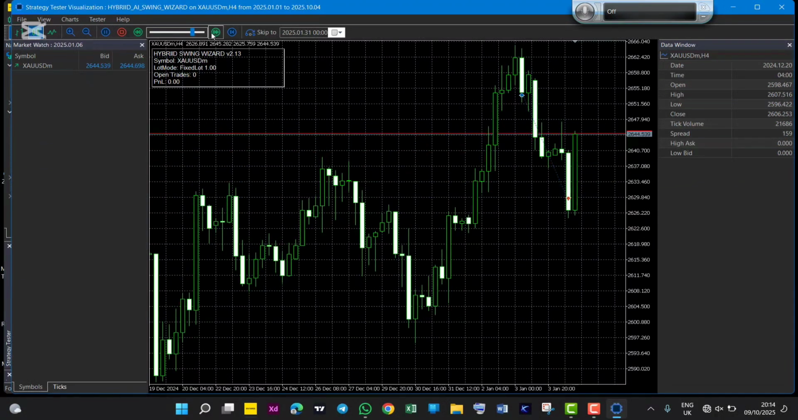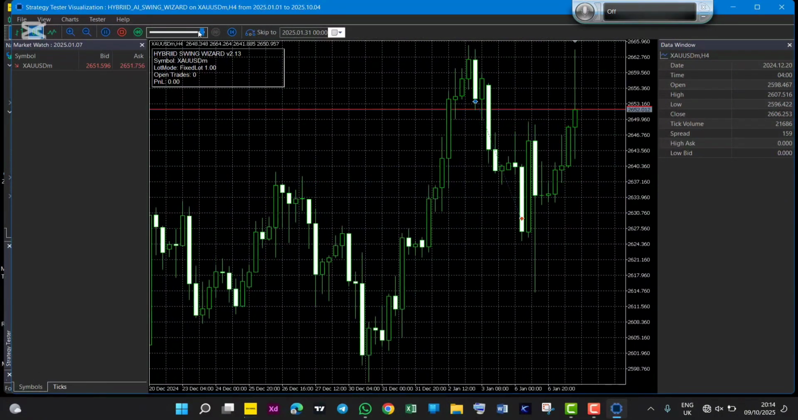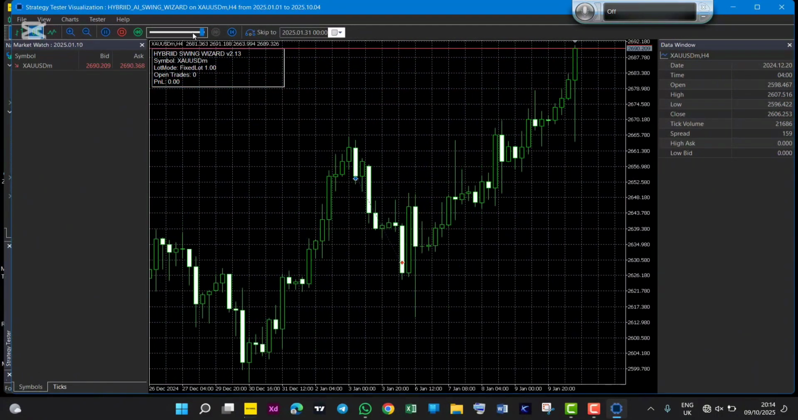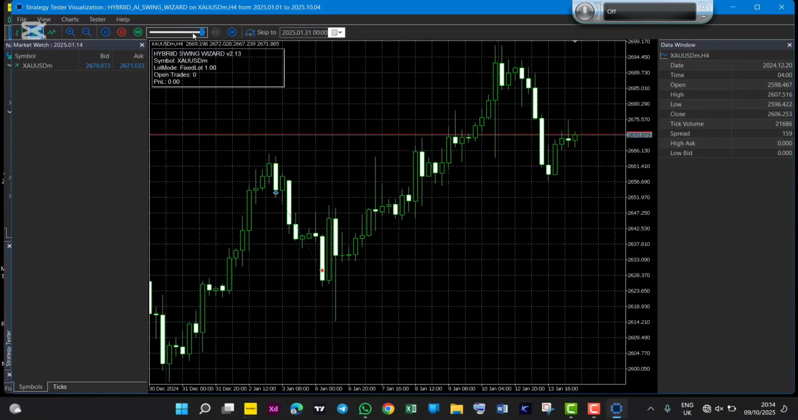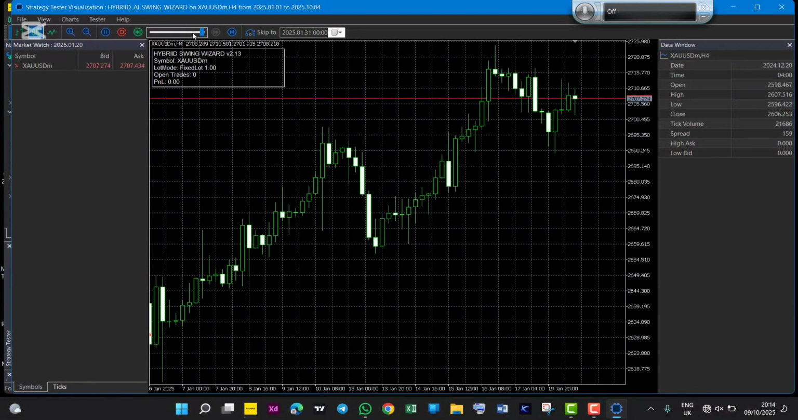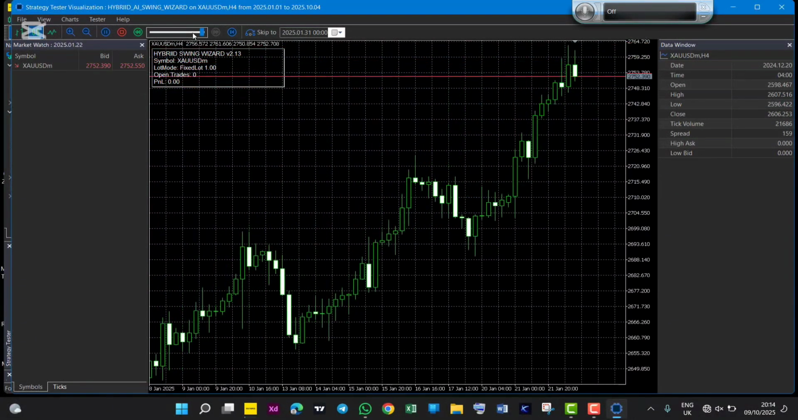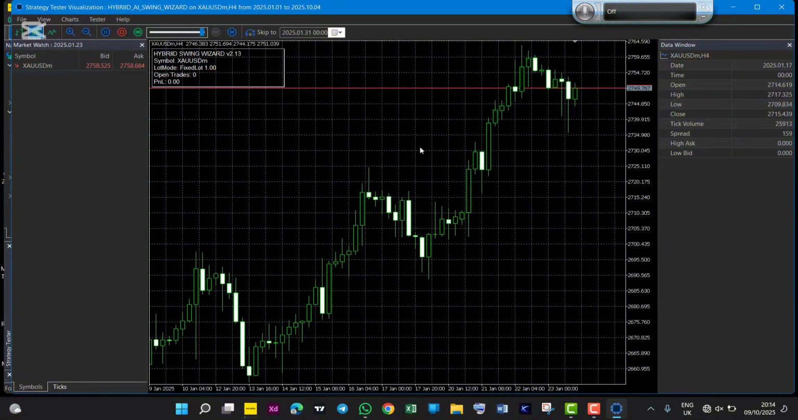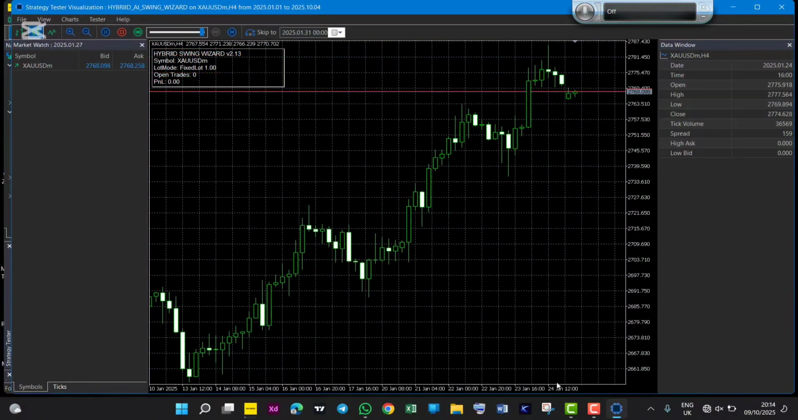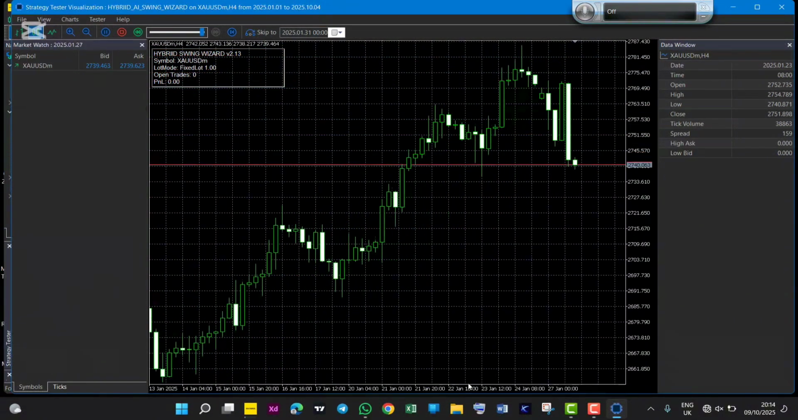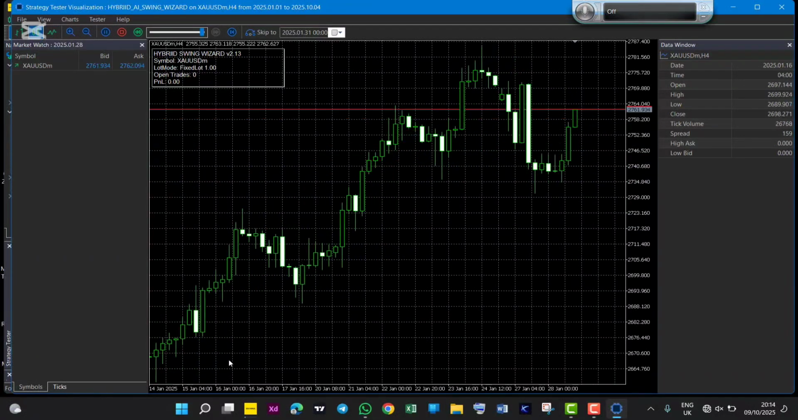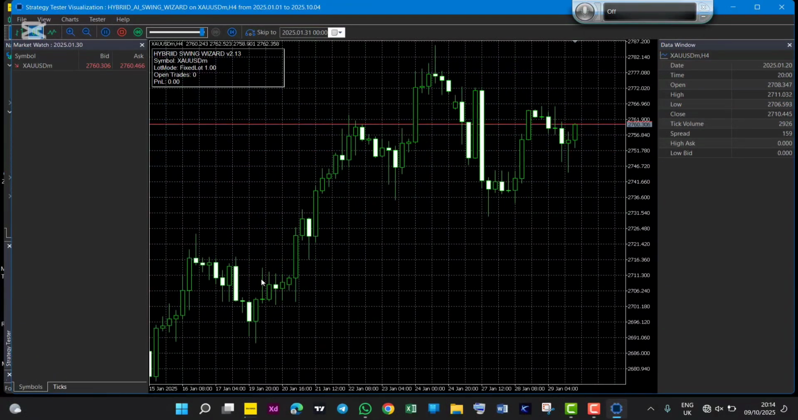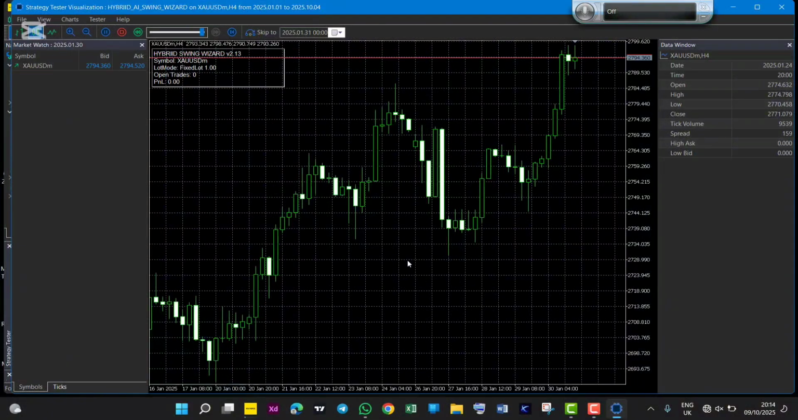Let's fast forward a little bit so that it will be very, very fast. Okay, now the first entry we got was a loss. So let's see if we're going to get another swing entry again. Okay, remember, look at the date here, 23rd January, 24th January. We started from 1st January 2025. All right, so let's see how the robot will end.